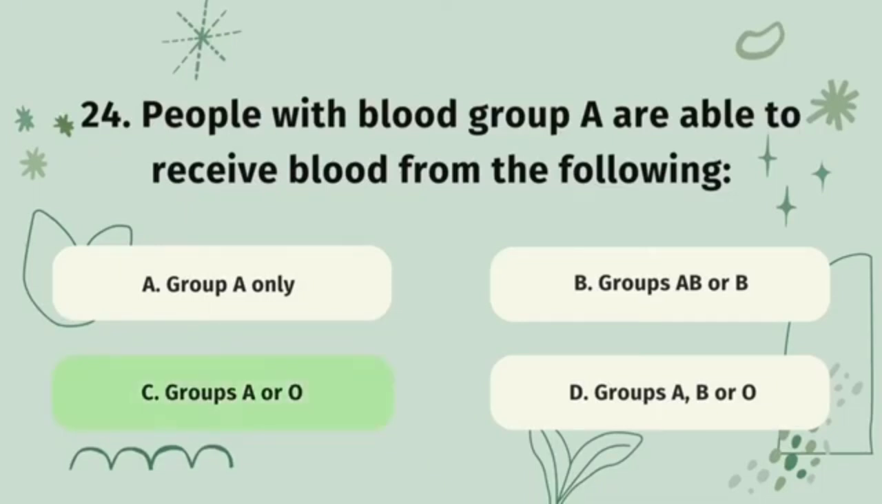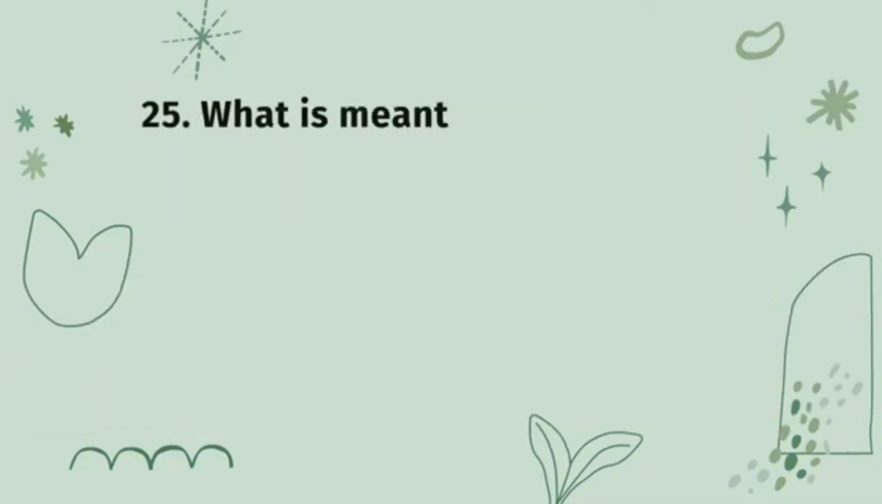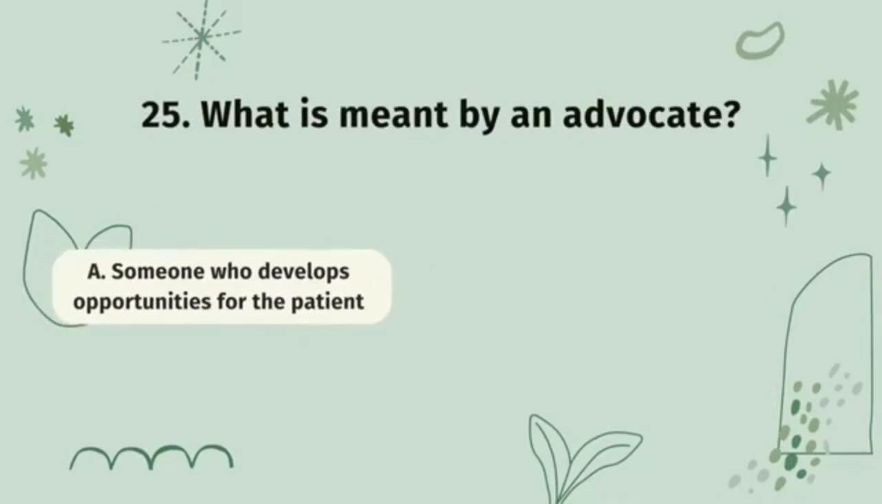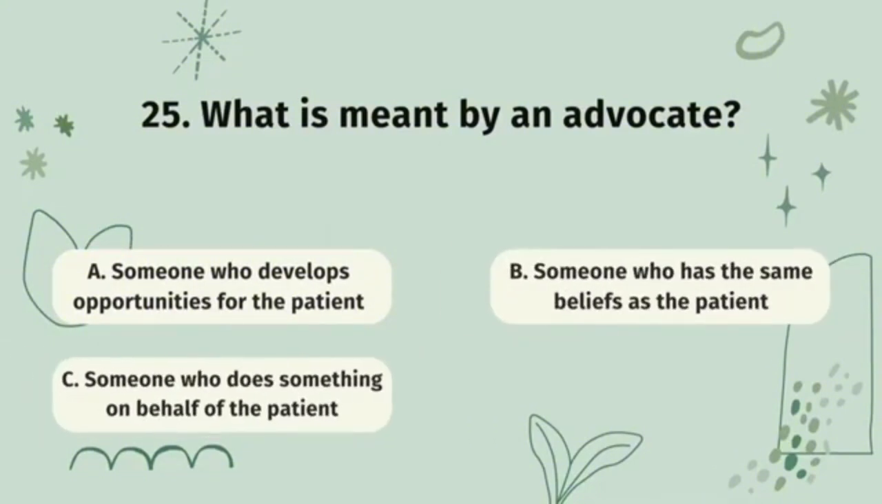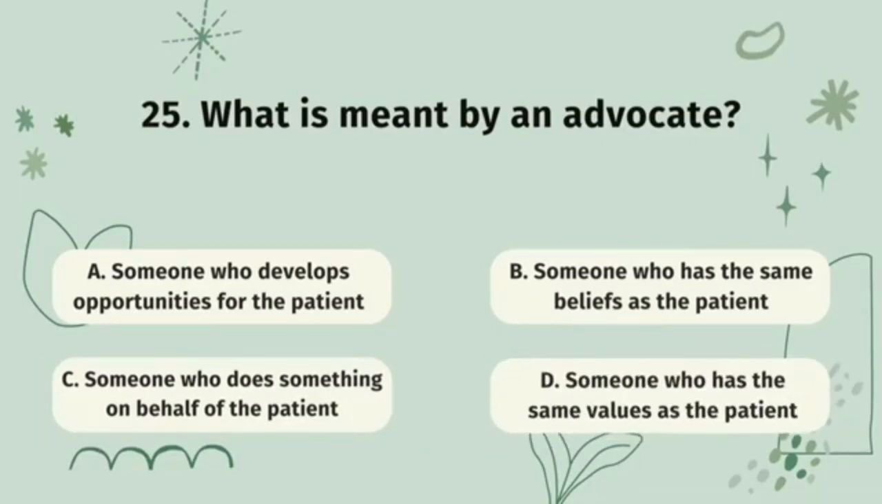The correct answer is C. Question 25. What is meant by an advocate? Option A someone who develops opportunities for the patient. Option B someone who has the same beliefs as the patient. Option C someone who does something on behalf of the patient. Option D someone who has the same values as the patient.